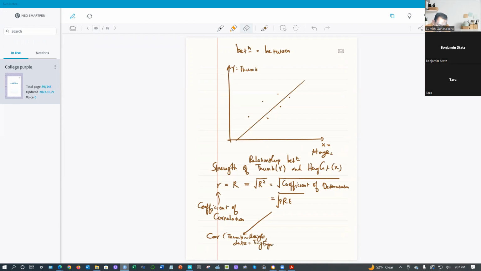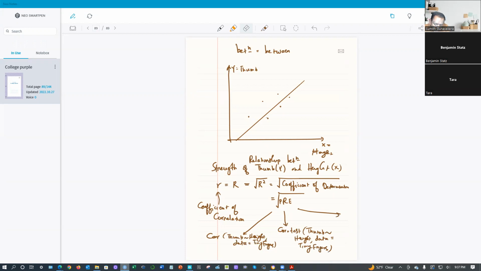Cor, or you can use what? cor.test. Test of correlation, cor.test. Mainly those three methods I'm gonna write over here. cor.test, which is thumb, this one height, and data tiny fingers. The other method I'm gonna get to the other side.